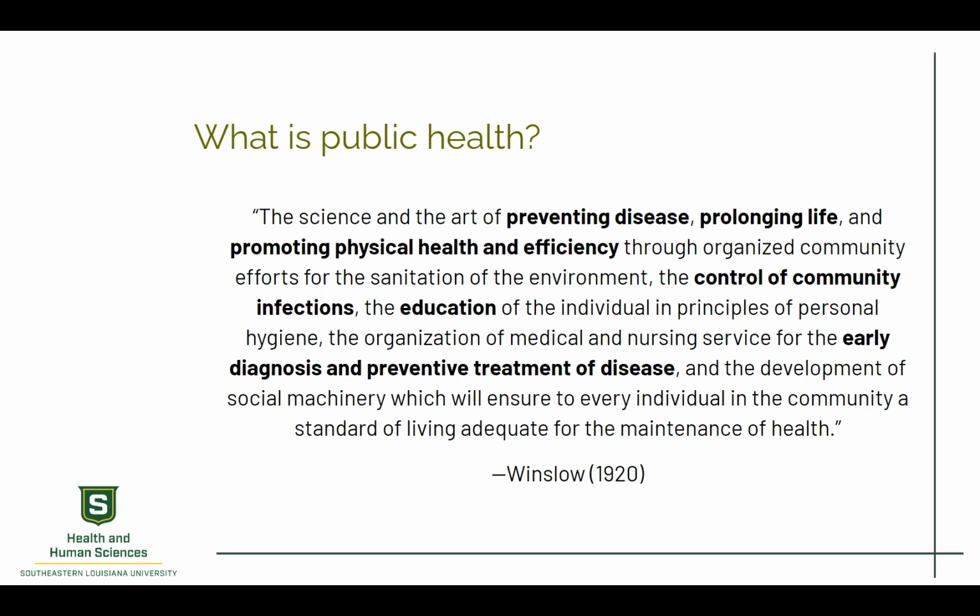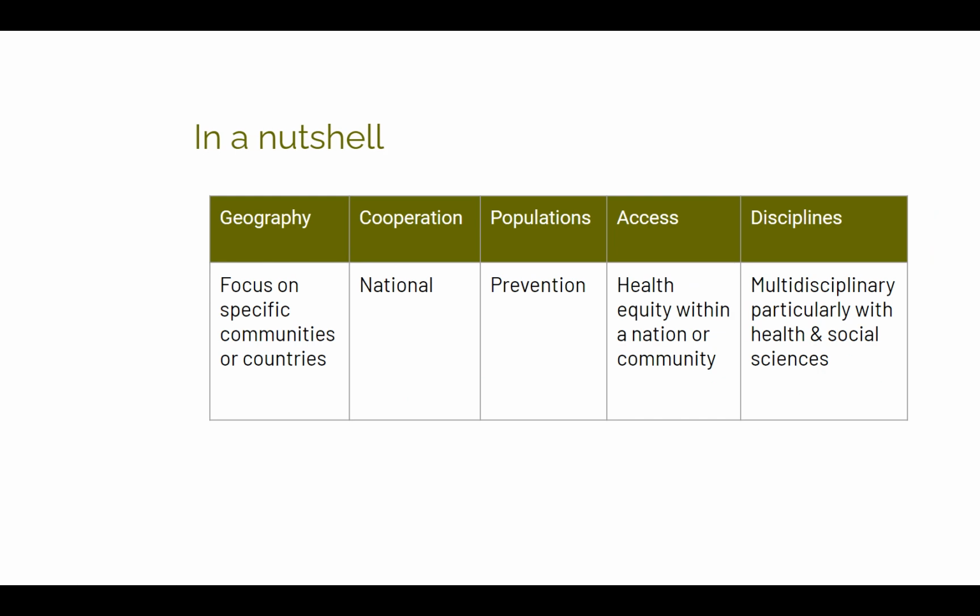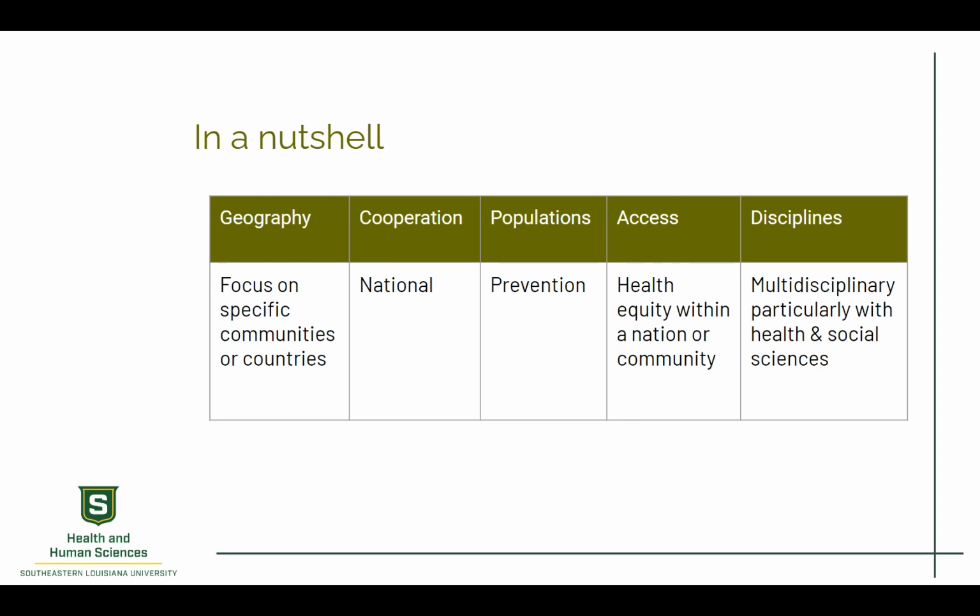So this is where public health is kind of domiciled. And in a nutshell, this is what public health is. Geographically, public health is focused on specific communities or, in some cases, countries. The cooperation that public health does is a lot on the national level, but it does do some on the state level and the local level. A lot of public health initiatives do come from the national level. And public health does focus a lot on prevention, but it also does disease control.